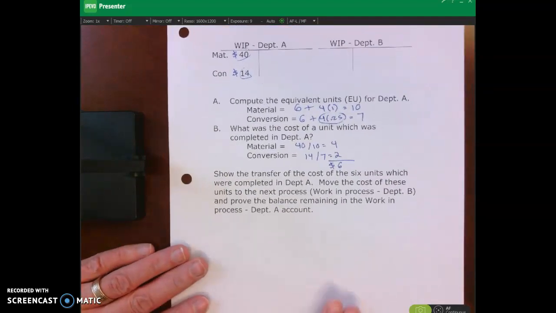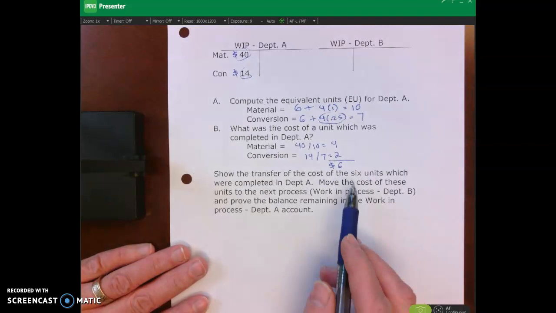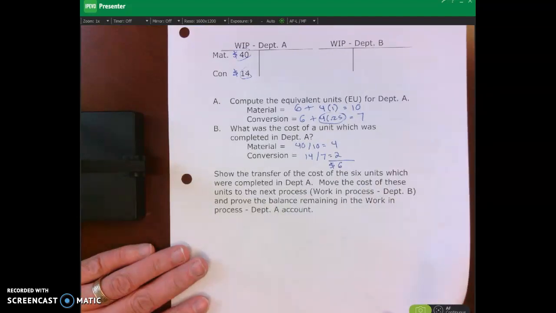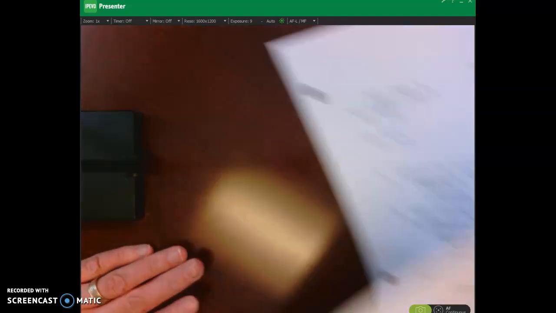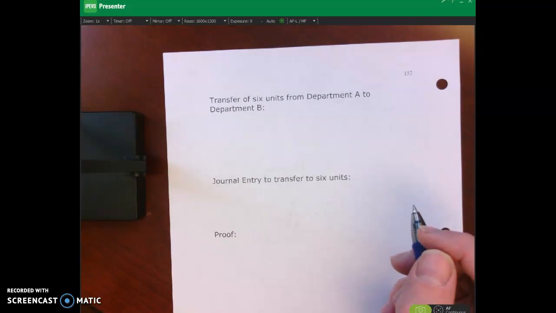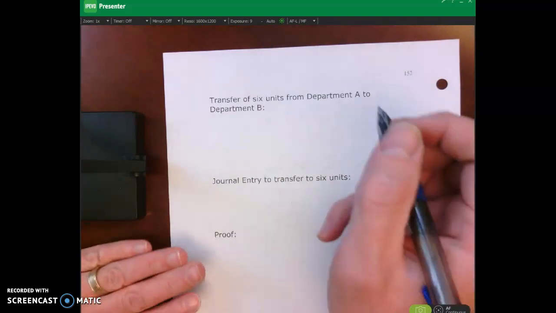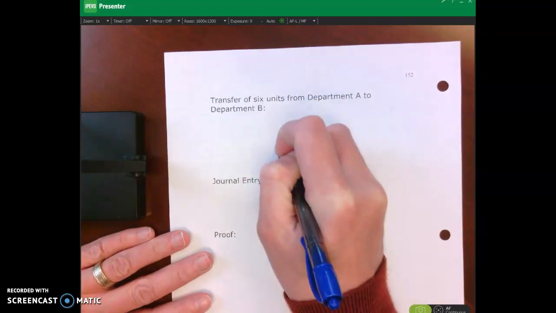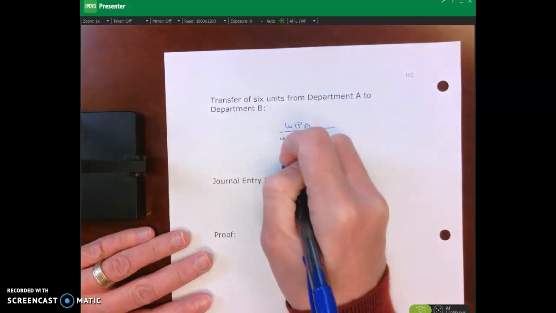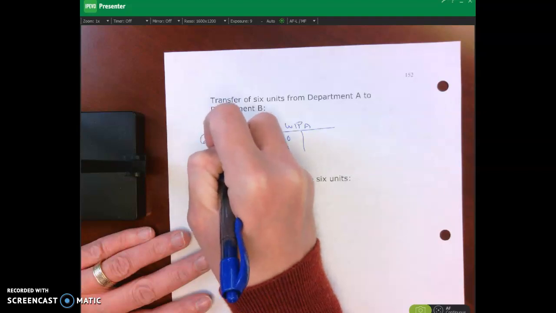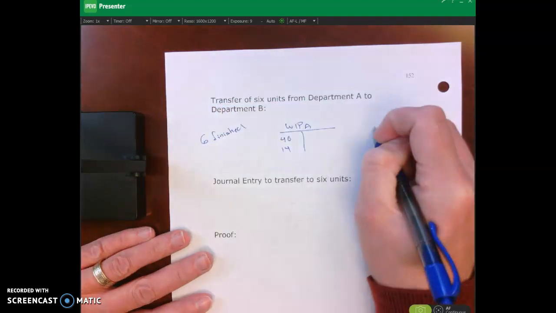Then what we say over here is show the transfer of the cost of the 6 units which are completed in Department A, move the cost of these units, and then prove the balance, okay? So if we look over here, we'll say, look at the transfer of the units from Department A to Department B. We're going to look at this in terms of T accounts. So we have WIP A, remember we had the 40 for materials, 14 for conversion. We had 6 finished. Right? We finished 6.